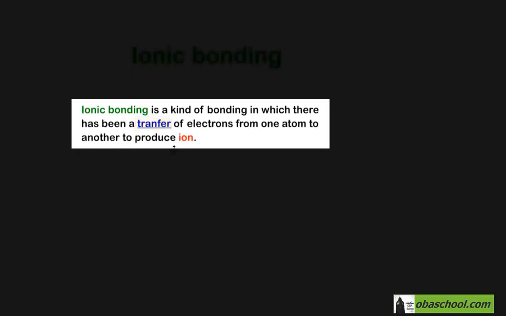So consider 2 atoms, each with a certain number of electrons. Ionic bonding occurs when there is a transfer of electrons from one atom to the other. So one atom will lose electrons and the other atom will gain electrons. And therefore, there is formation of ions. Again, focus on the word transfer. It is the key word here.